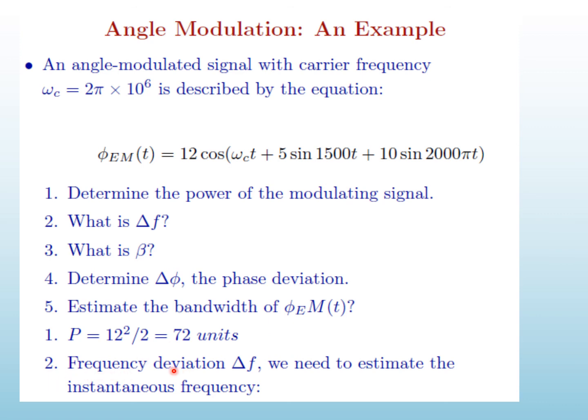And frequency deviation is del f. We need to estimate the instantaneous frequency. So these 4 parameters are left to you as an assignment question. Kindly solve this problem and upload this in the Moodle. Thank you.